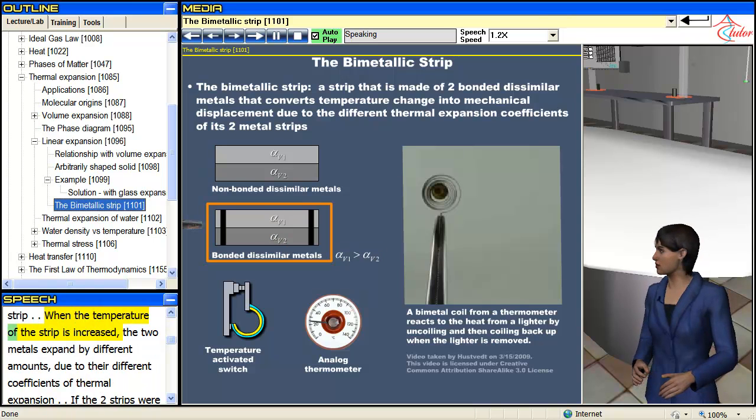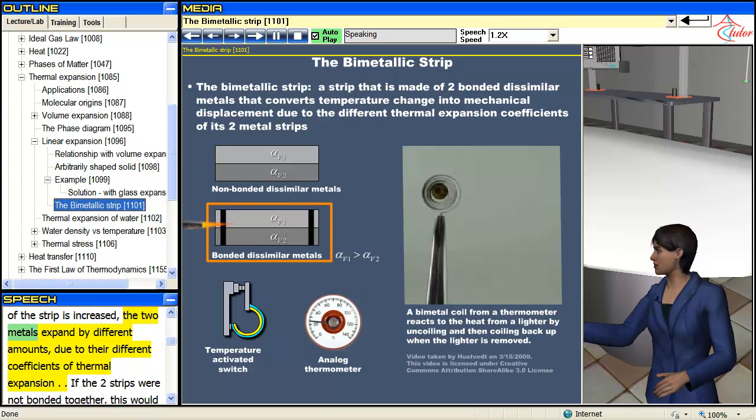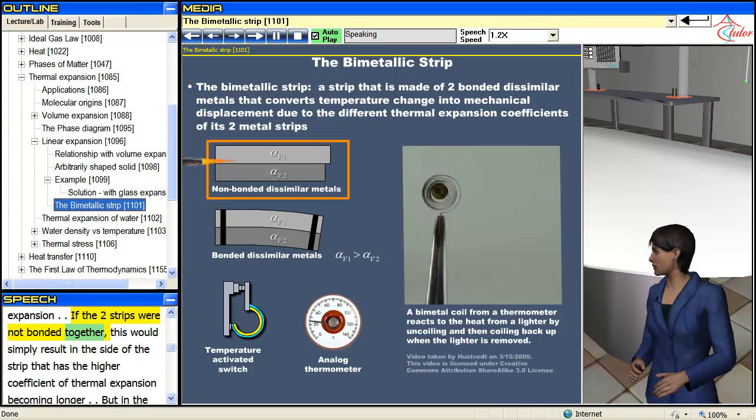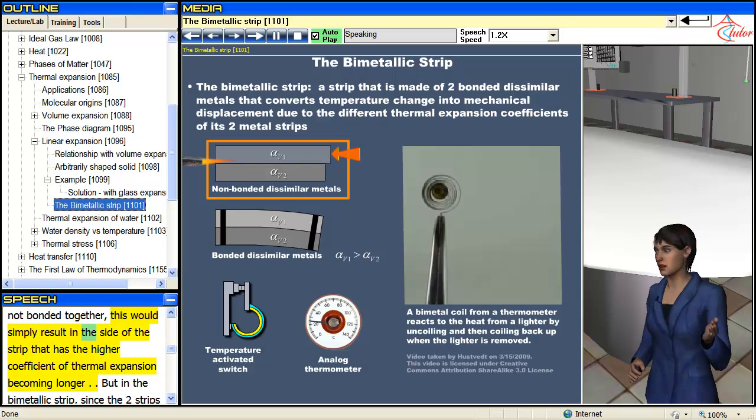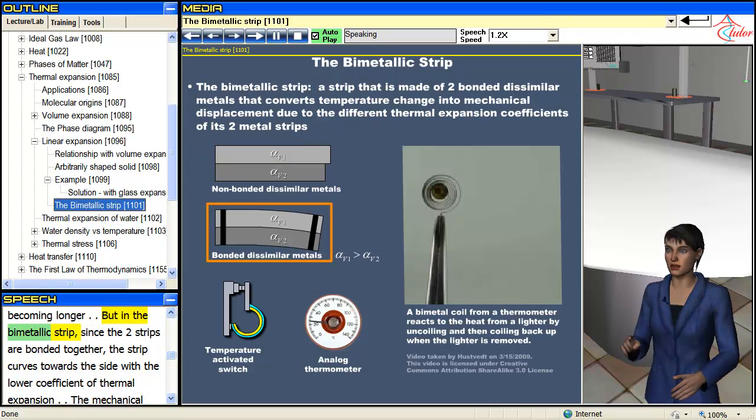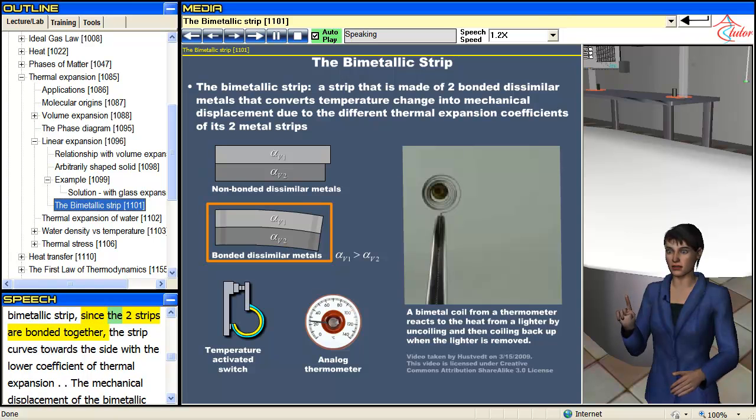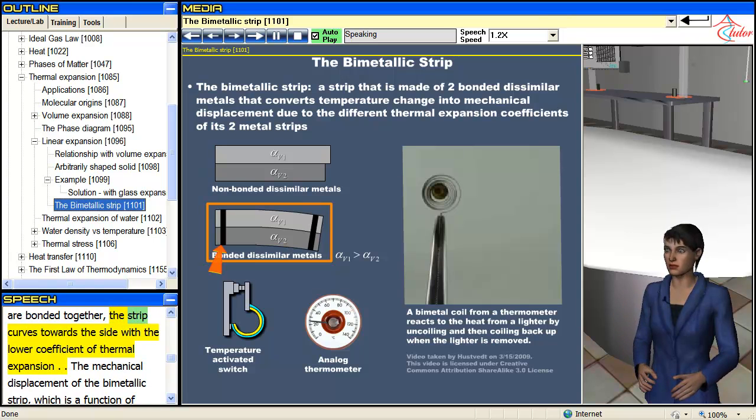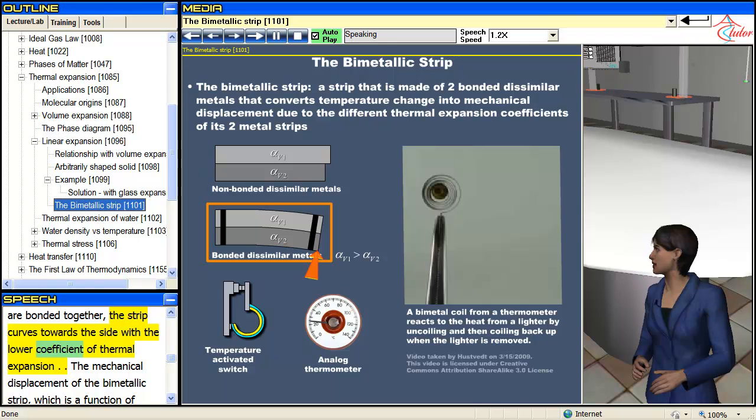When the temperature of the strip is increased, the two metals expand by different amounts, due to their different coefficients of thermal expansion. If the two strips were not bonded together, this would simply result in the side of the strip that has the higher coefficient of thermal expansion becoming longer. But in the bimetallic strip, since the two strips are bonded together, the strip curves towards the side with the lower coefficient of thermal expansion.